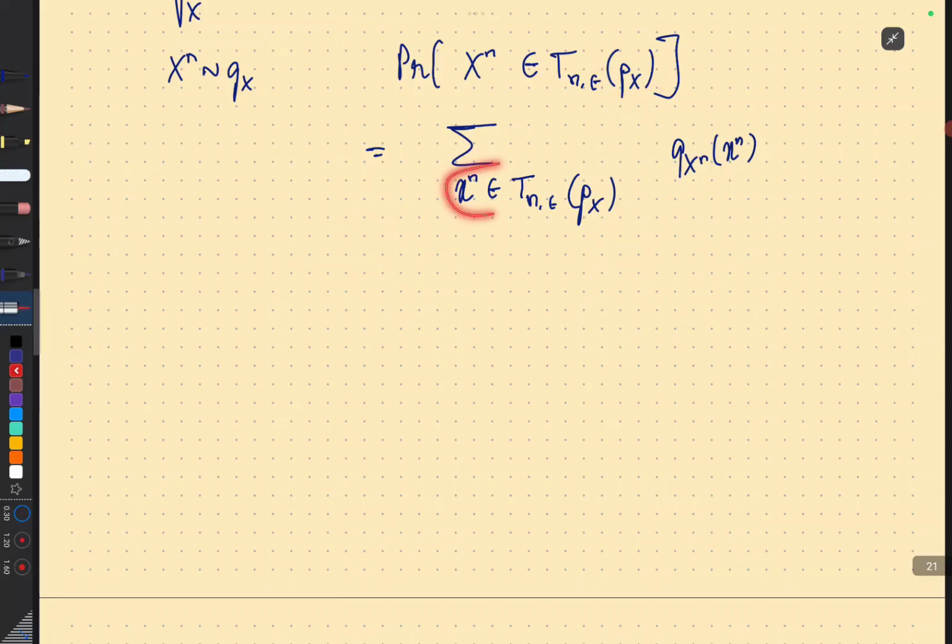I know that for any sequence in the typical set, the empirical frequency of that particular sequence is very close to the probability itself. All right? So is there a way of writing this particular quantity in terms of the empirical frequencies of the symbols in Xn?